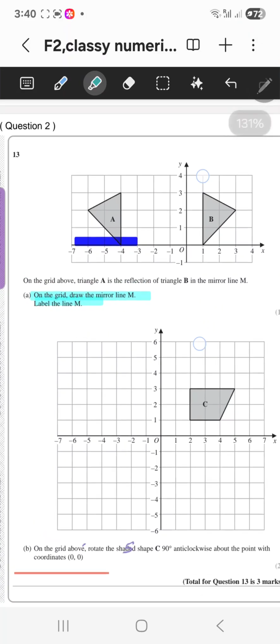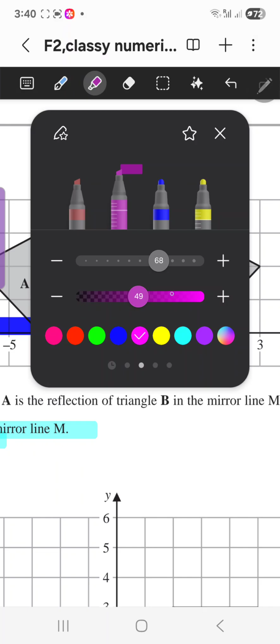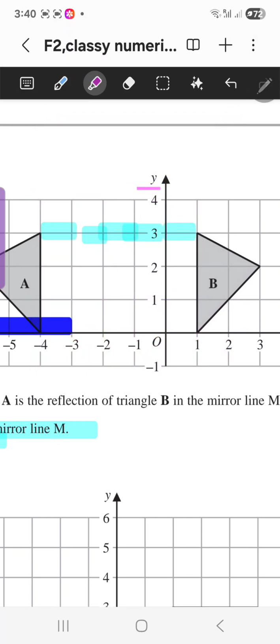How do we draw the middle line? It must be exactly the same distance. So we move 1, 2, 3, 4, 5. The midpoint here is the reflection line. So it would be here, the M. Here, I ask you to mark it M. Yes, it will be exactly here.